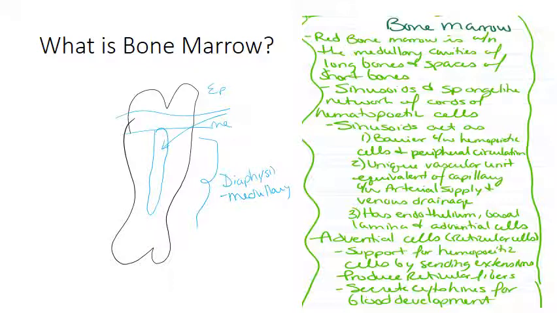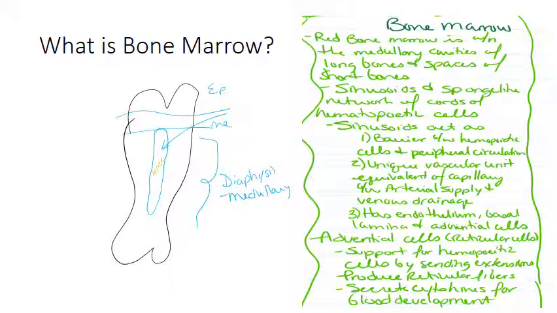So the sinusoids and sponge-like network of cords of hemopoietic cells. So this is where we're going to have our hematopoietic stem cells. So I'll change the color and make sure everyone knows exactly where we're at. So HPSC. Over and over and over, guys, you got to get used to acronyms.